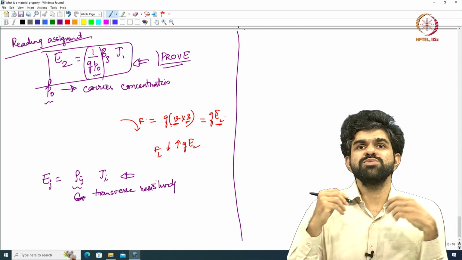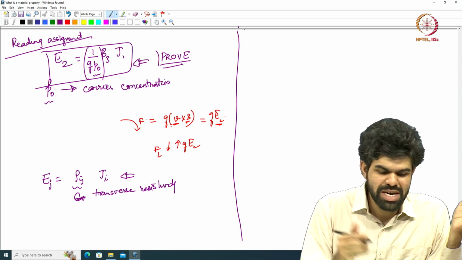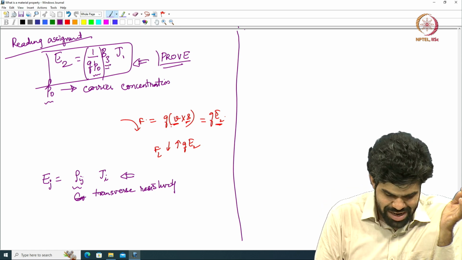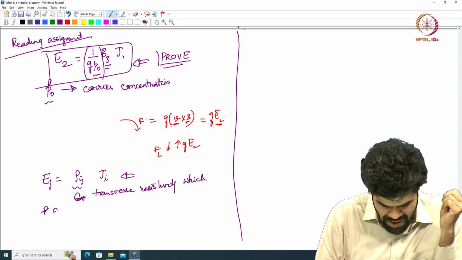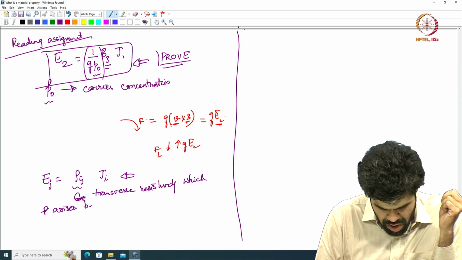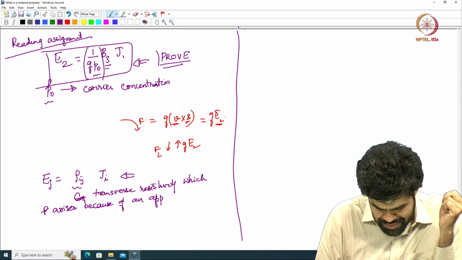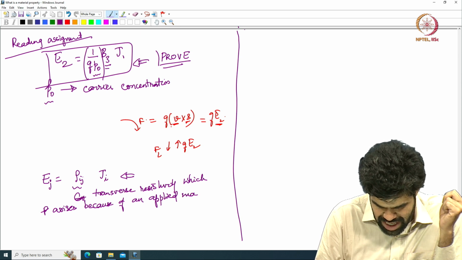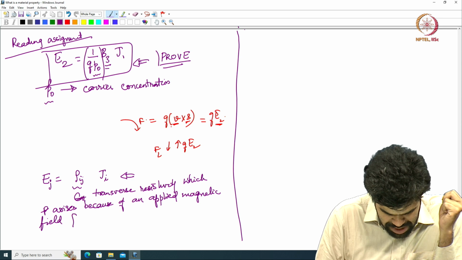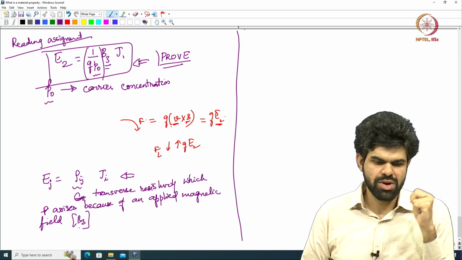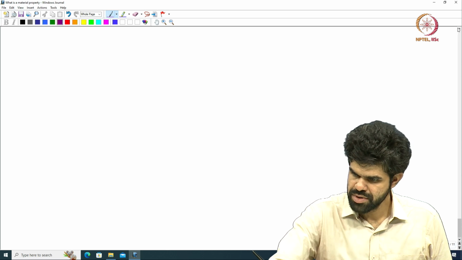Okay. But this transverse resistivity is not coming because the material is anisotropic. This is coming because I have applied a magnetic field, it arises because of an applied magnetic field.